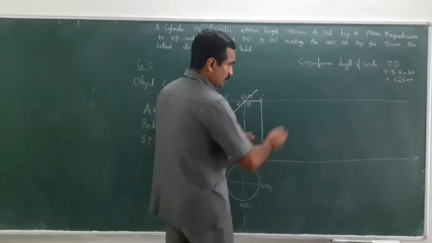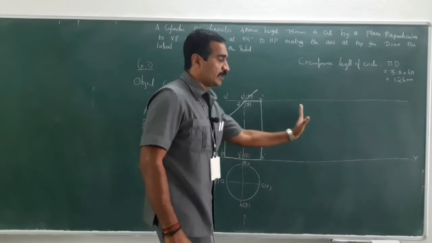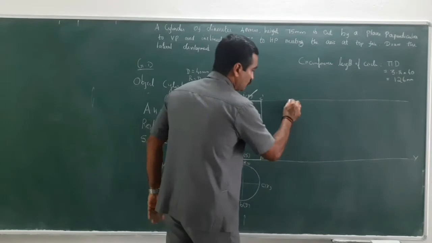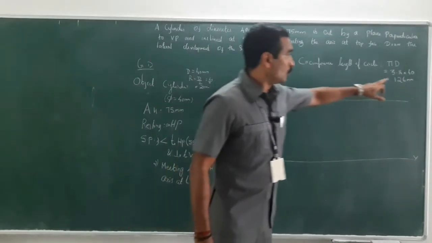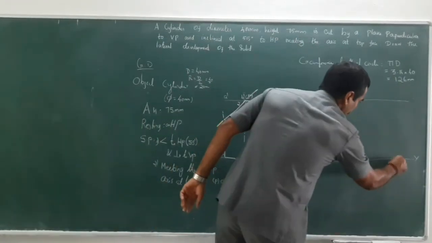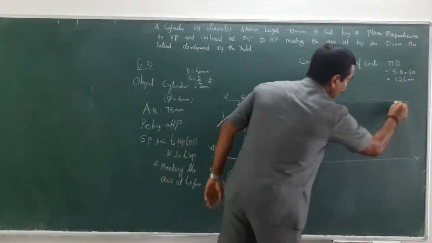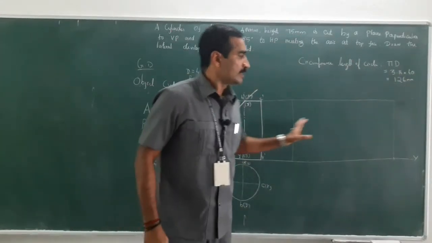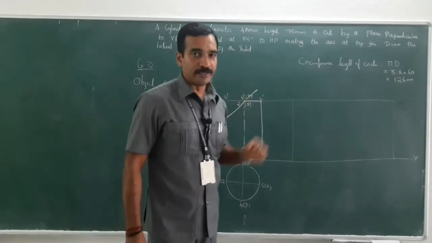Now choose a point here, that means leaving some gap between the development of lateral surface and the front view. I am choosing here, right. Now stretch your compass to 126, keeping it here, cut an arc somewhere here, right. So now close it. So this is the circumference length of this particular cylinder, which is 126.